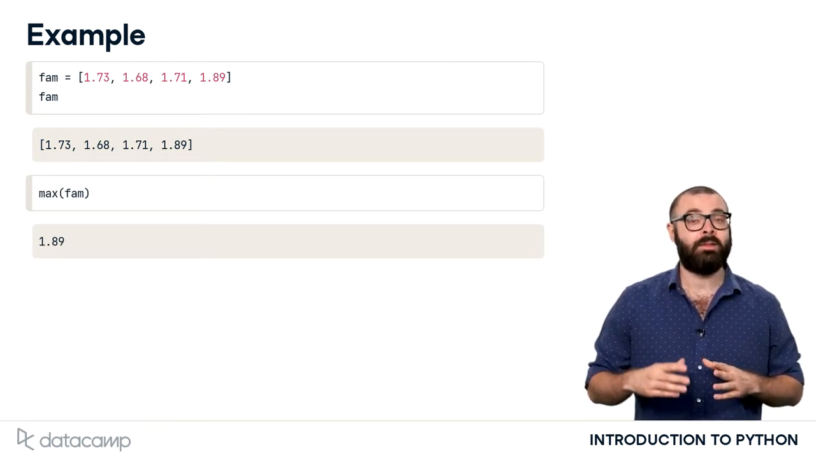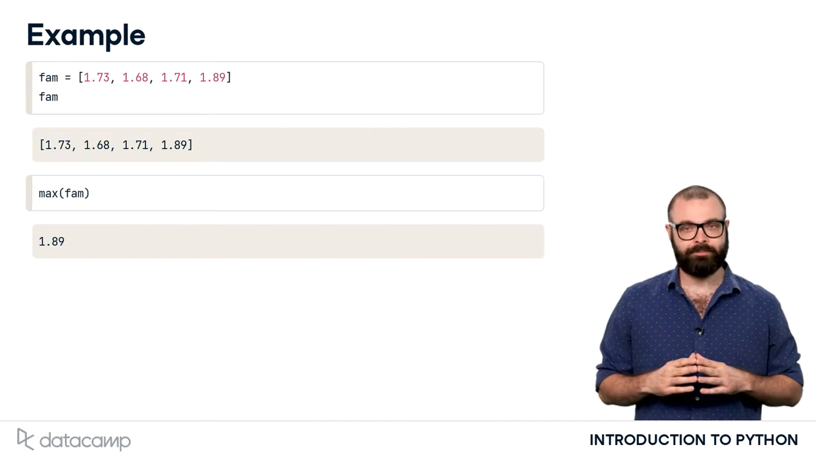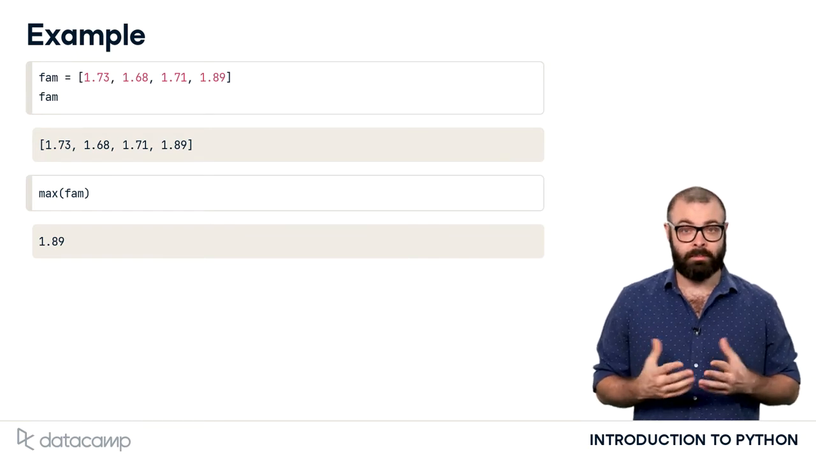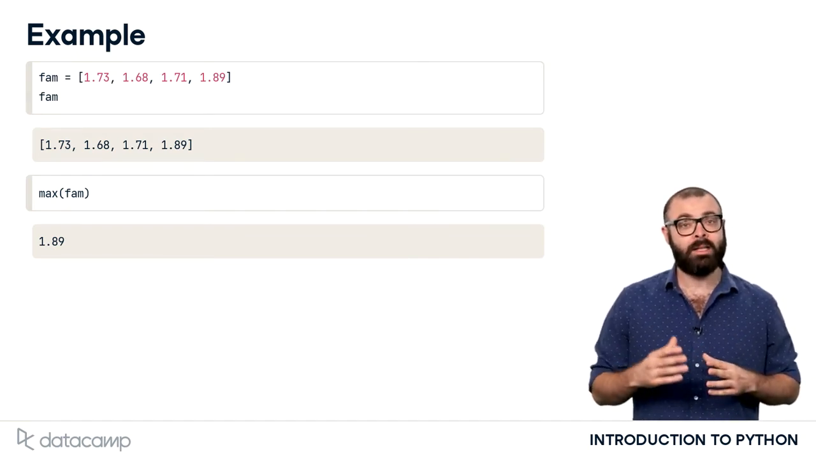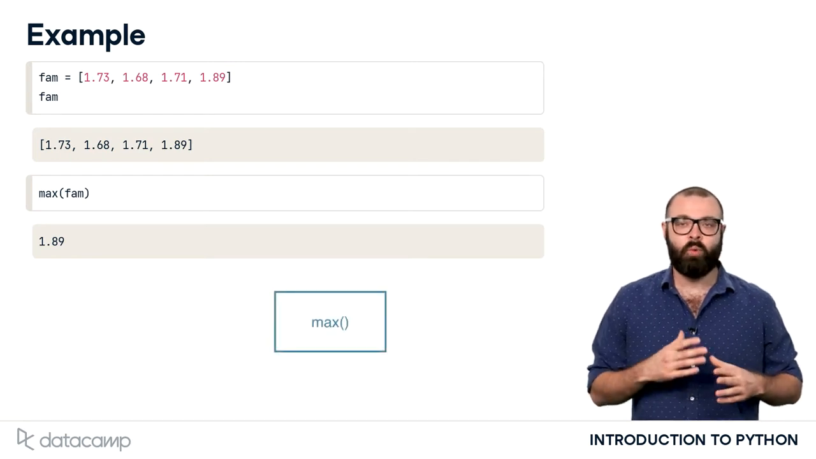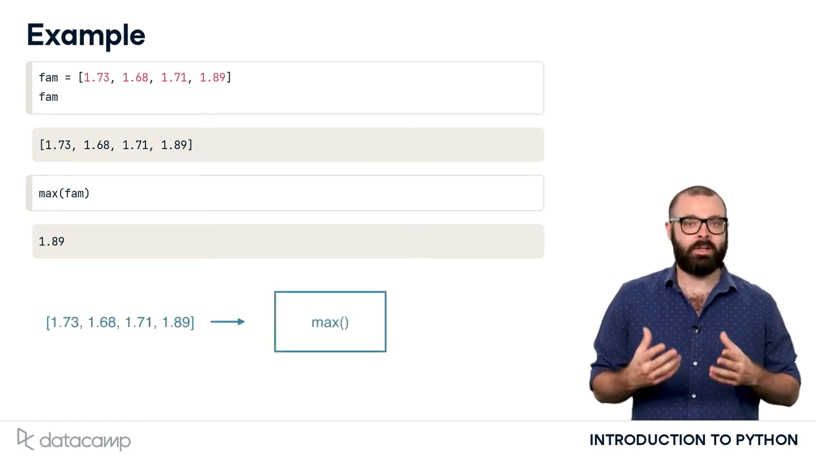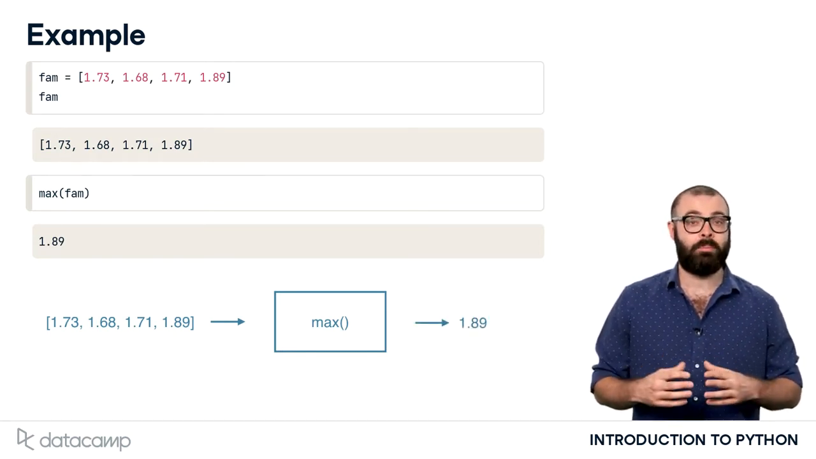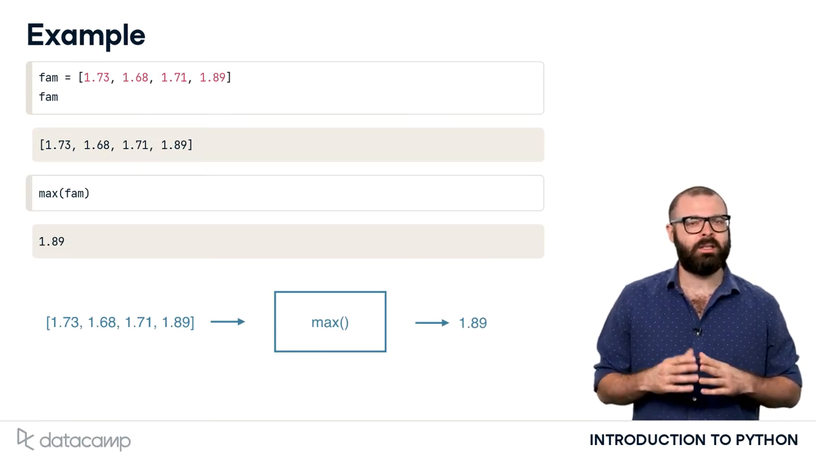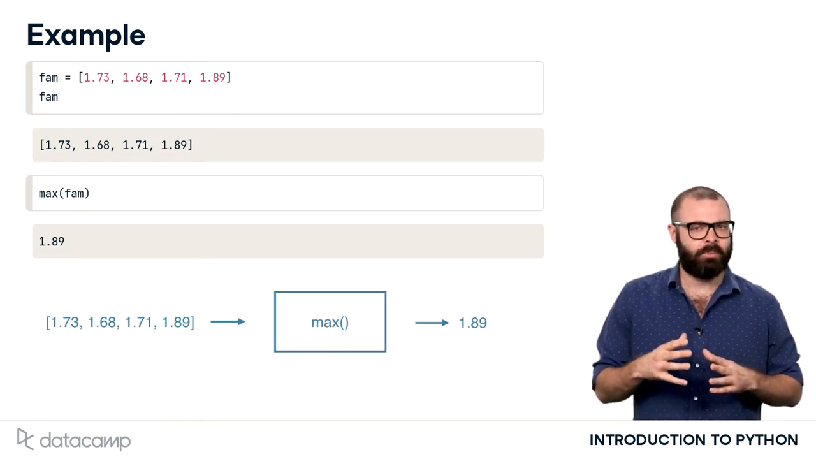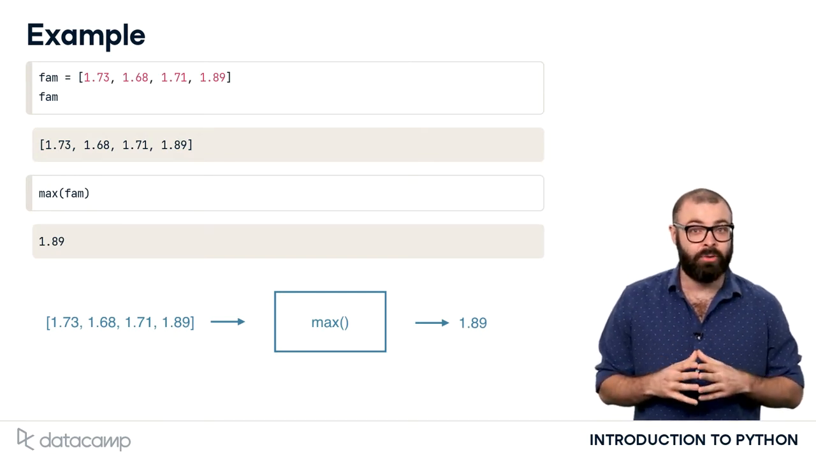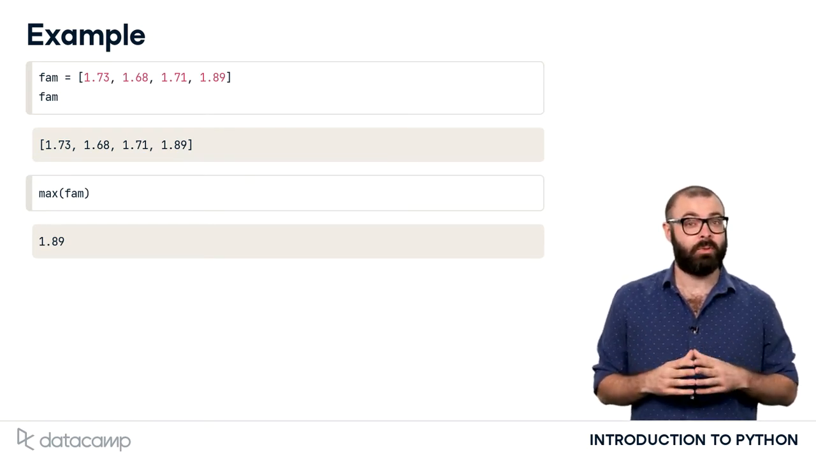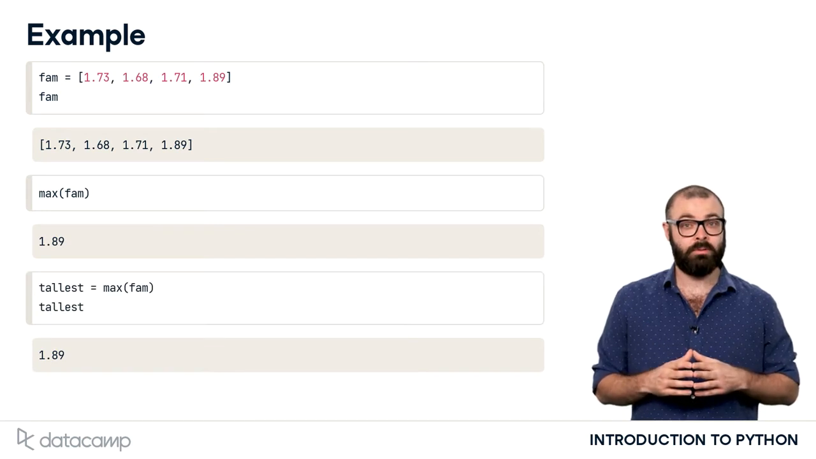This is one of Python's built-in functions, just like type. We simply pass fam to max inside parentheses. The output makes sense, 1.89, the highest number in the list. Max worked kind of like a black box here. You passed it a list, then the implementation of max, that you don't know, did its magic and produced an output. How max actually did this is not important to you. It just does what it's supposed to, and you didn't have to write your own code, which made your life easier.